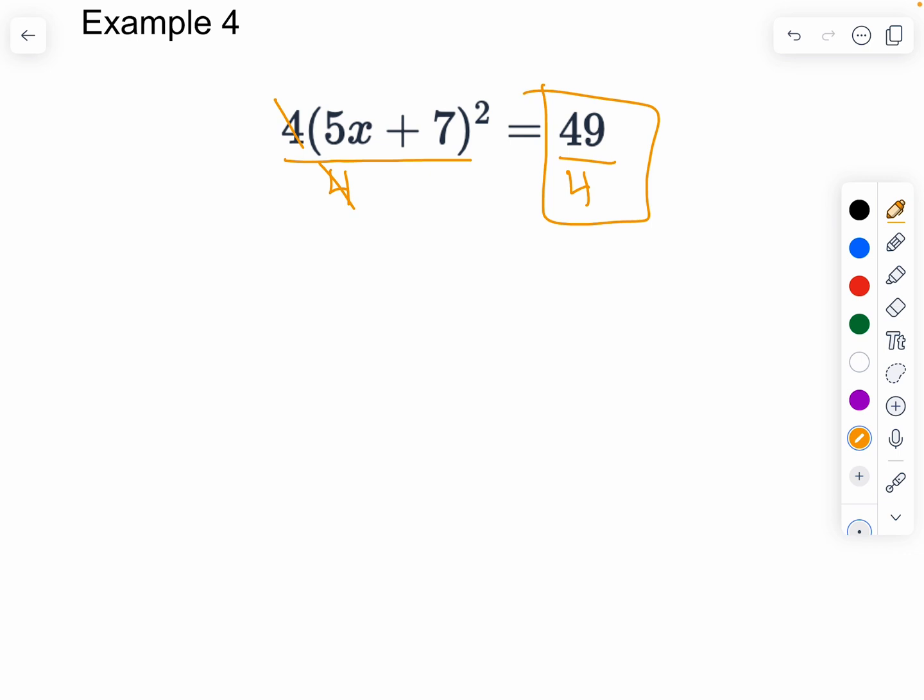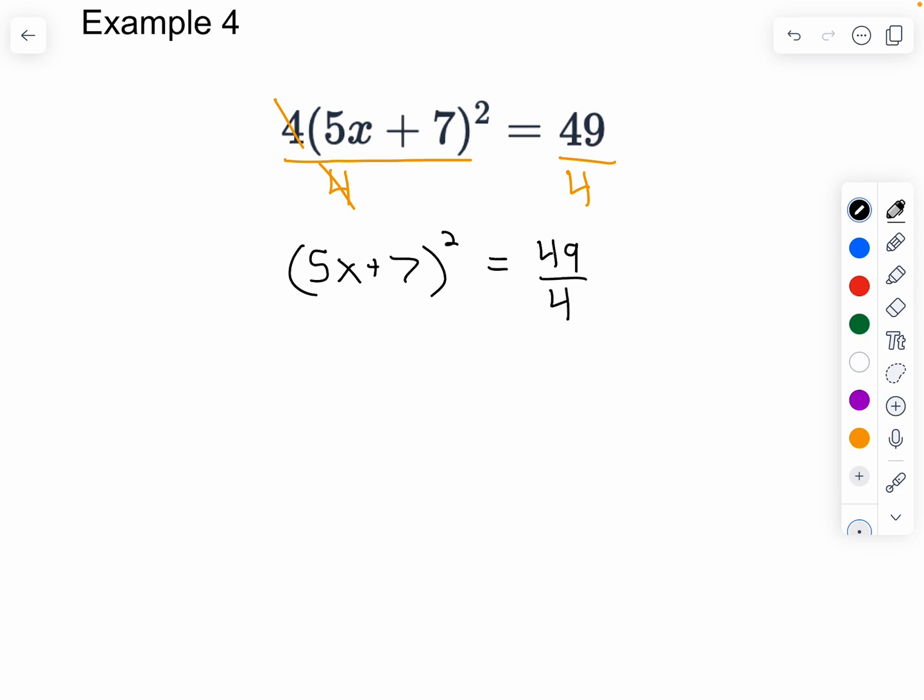Unfortunately, on the right side, 49 divided by 4 doesn't reduce. That's not a nice value. That's a decimal. So 5x plus 7 squared equals 49 over 4 is where we rest for a moment. On the left side, I've isolated the entire thing that's being squared. So if I square root that, I'll cancel the square out, and that's a good move to make. What I do to one side, I need to do the other.